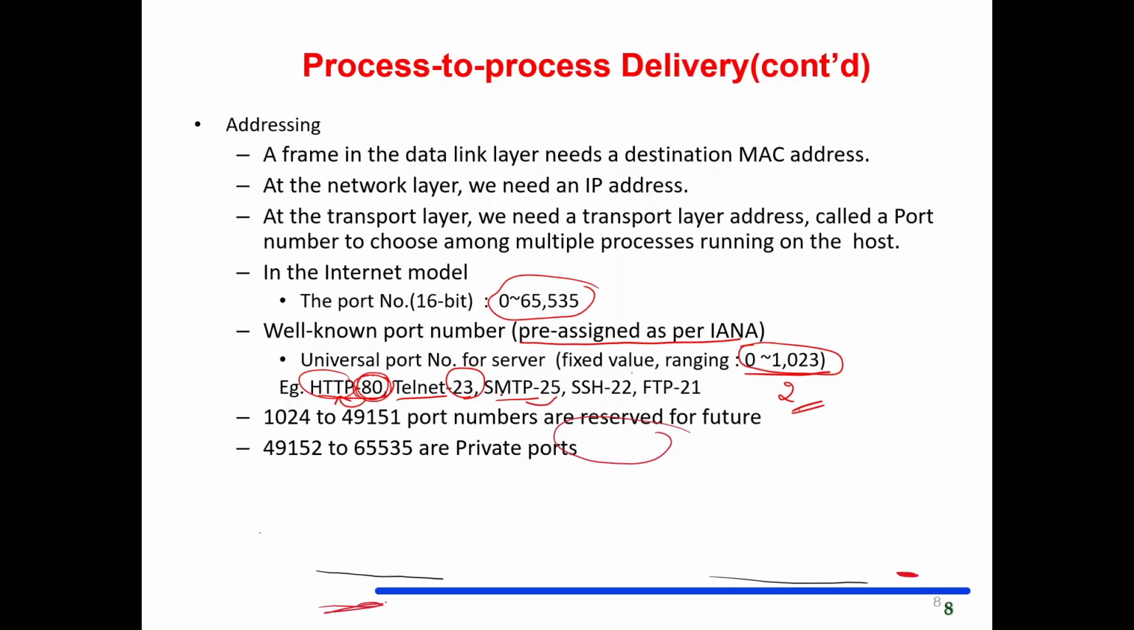For SMTP, Simple Mail Transfer Protocol, whenever you are sending mail or working with mail applications, that particular port number is 25. Similarly, SSH has port number 22, and FTP has port number 21. Whenever you are sending mail, which port is responsible for that? As I said, in a computer system you will have many applications, right? You are accessing mail, sending mail, and using web browsing applications.